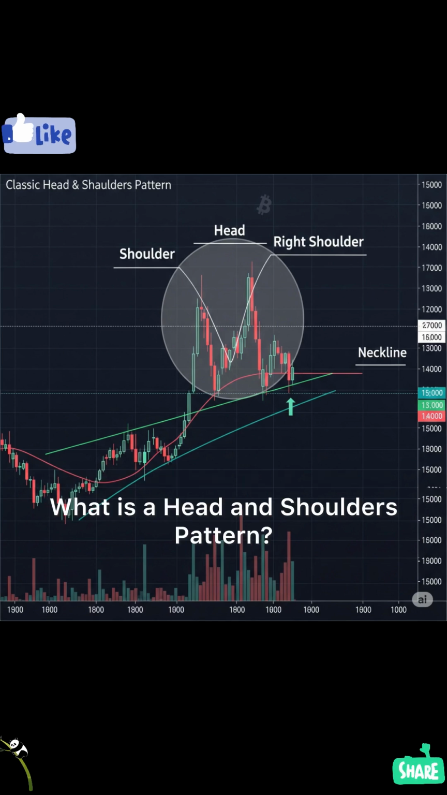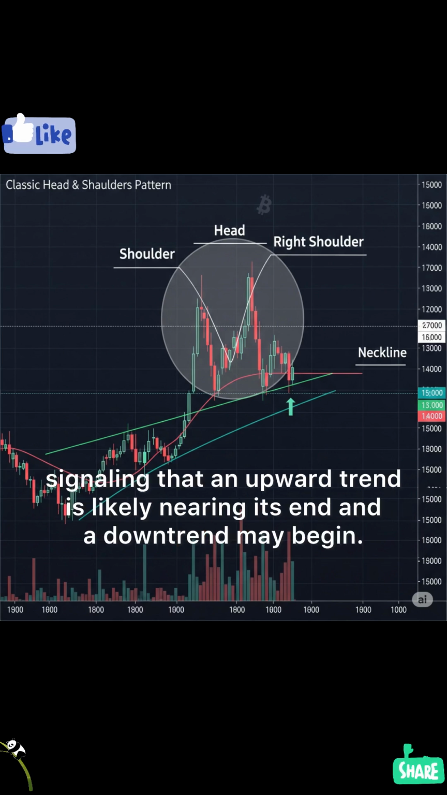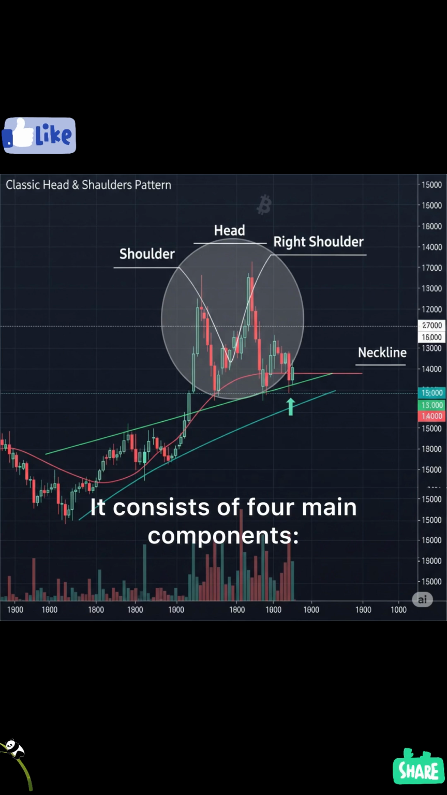What is a head and shoulders pattern? It's a bearish reversal pattern that typically appears after an uptrend, signaling that an upward trend is likely nearing its end, and a downtrend may begin. The pattern visually resembles a human head with two shoulders, hence the name. It consists of four main components.